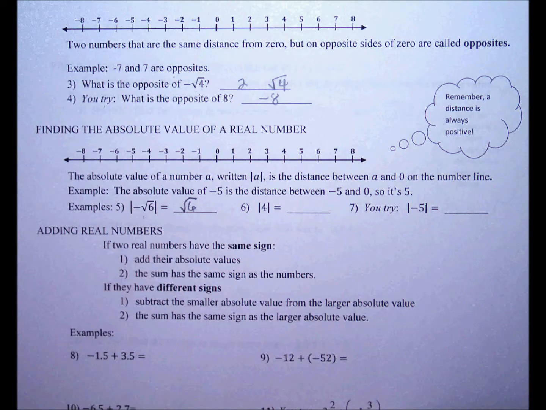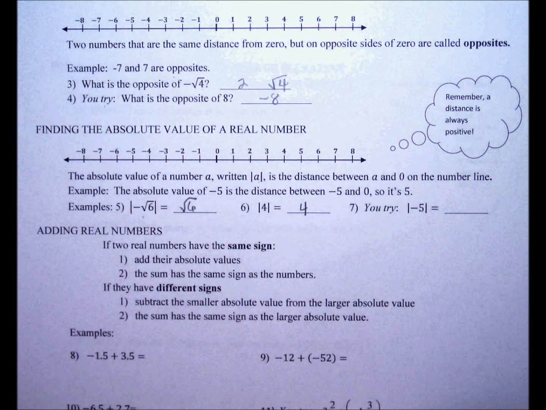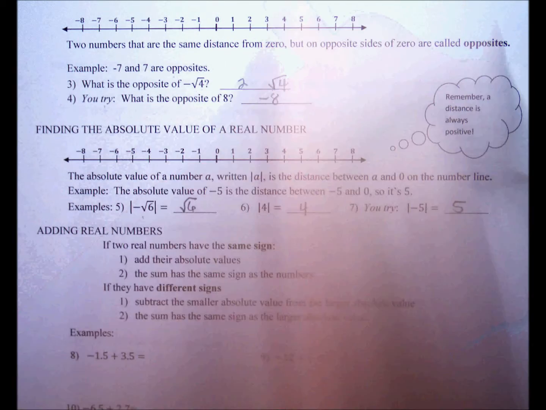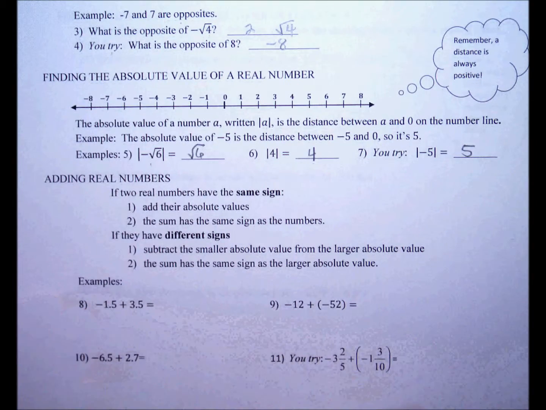What's the absolute value of -√6? Well, that would be positive square root of 6. What's the absolute value of 4? It's simply 4, because 4 is 4 units from 0. And -5 was my example, so that shouldn't be too difficult.